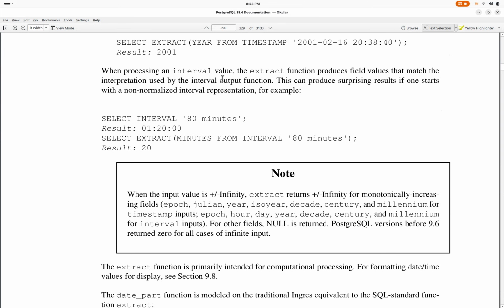When processing an interval value, the extract function produces field values that match the interpretation used by the interval output function. This can produce surprising results if one starts with a non-normalized interval representation. For example, select interval 80 minutes. So it is 1 hour 20 minutes, but if you extract minutes from the interval 80 minutes, then it is 20.